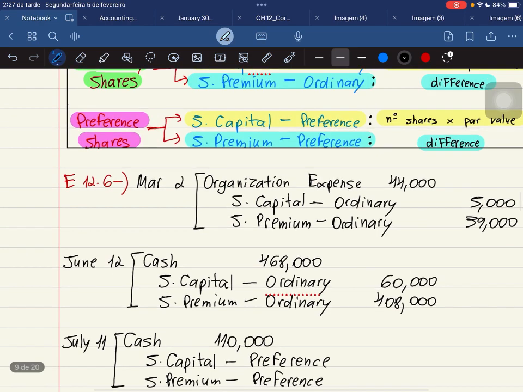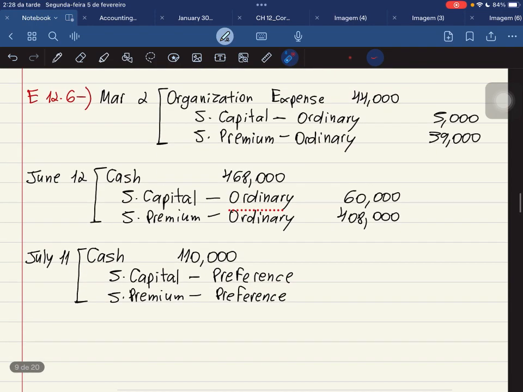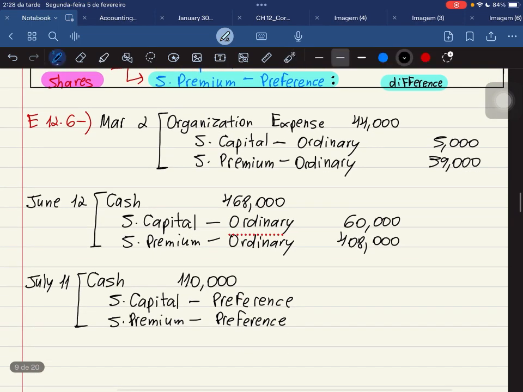Now for these accounts, the rule is the same. Remember, this one is always the number of shares times the par value, and the share premium preference is always the difference. So for our share capital preference, it's just going to have 1,000 times 100, which will give us 100,000. And for the share premium preference, that is going to be the difference of 10,000.